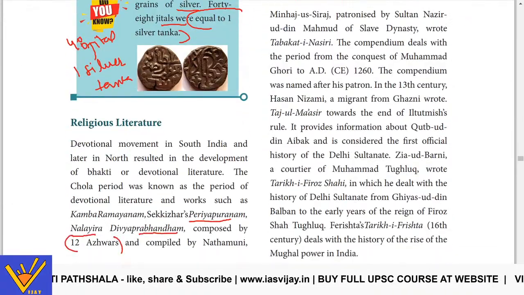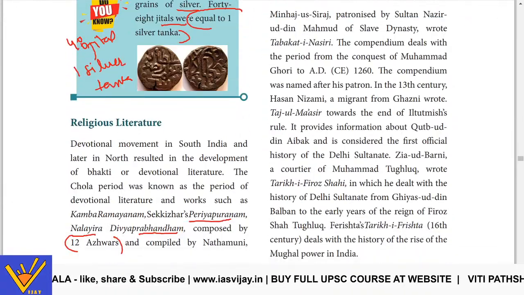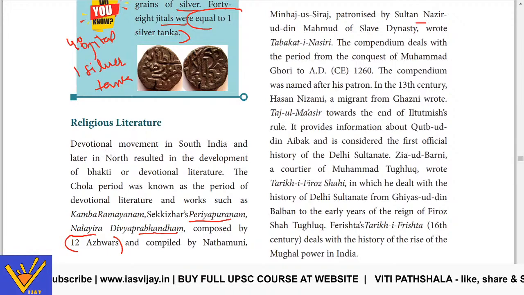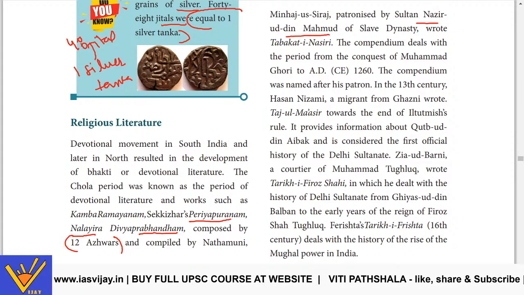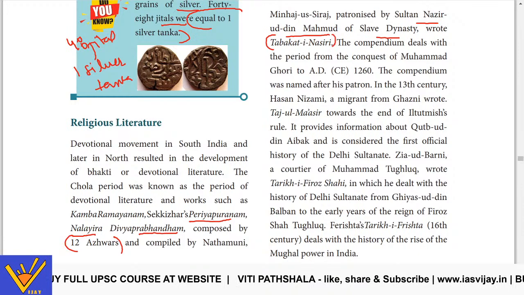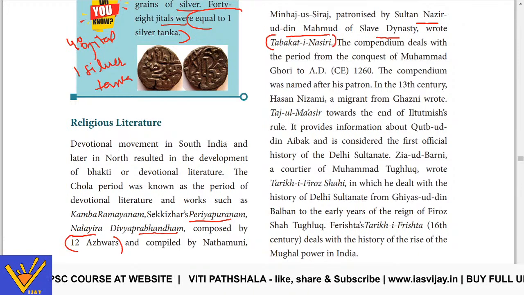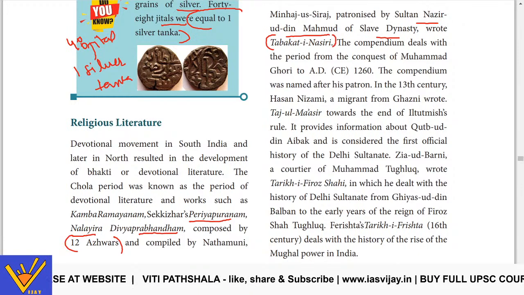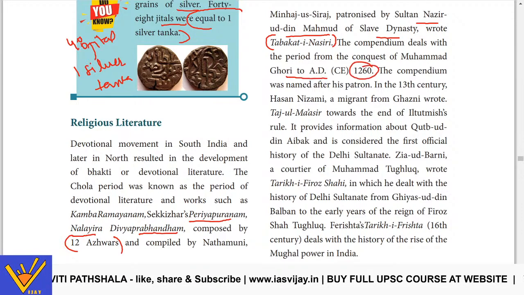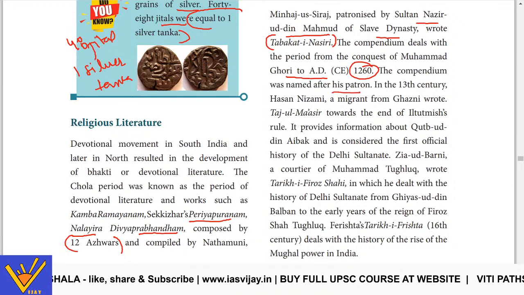Now books, biographies and autobiographies. Minhaj-us-Siraj, who patronized the Sultan Nasiruddin Muhammad of the slave dynasty, wrote the Tabaqat-i-Nasiri. The compendium deals with the period from the conquest of Muhammad Ghori to AD 1260. The compendium was named after his patron.